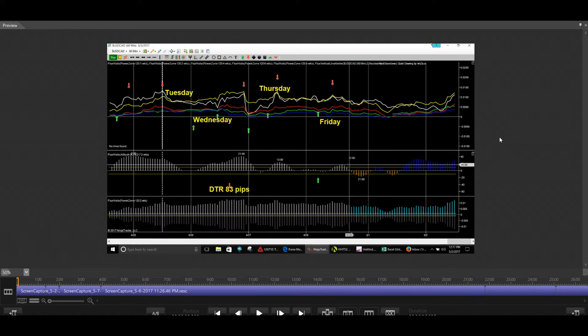So that's it, and we're going to have another killer week trading the Flux Power Zone time cycle markers.